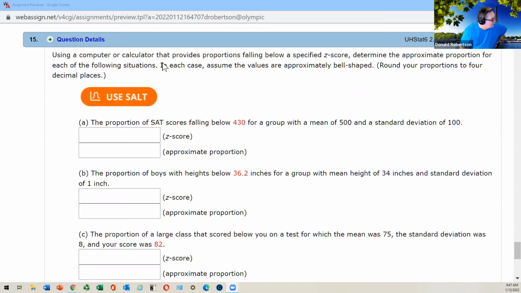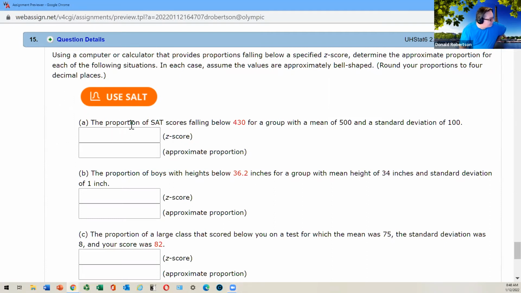This provides a proportion falling below a specified Z-score and determines the approximate proportion. When you see the word proportion, they're really looking for a decimal or a fraction. Most of the time it's a decimal. So the answer is going to be 0.12 rather than 12%. If they said percentage, this would work as well, but I'd write down 12%. If they want a proportion, I write 0.12. Okay, so that's the difference. Proportion's a decimal, percentage is typically a whole number.